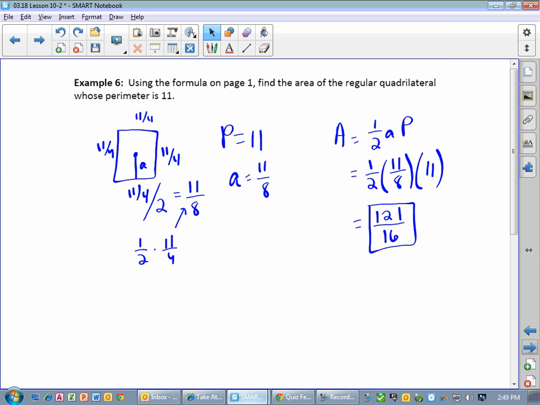So again, for the purpose of practice, I encourage you to try to use the calculator. If the calculator says it, that's fine. But I encourage you to try. Okay. Any other questions on these examples?